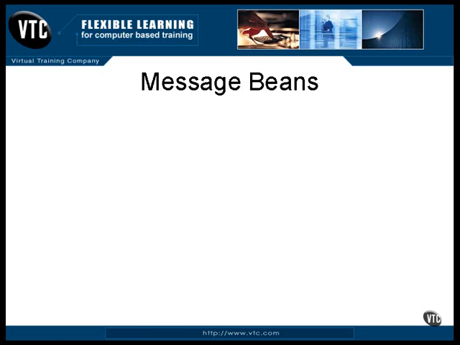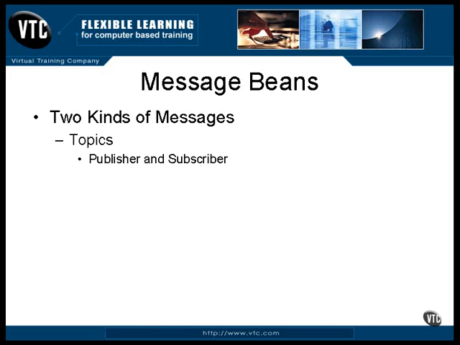There are two distinct flavors of messages. There are topics and there are queues. Topics have a publisher and a subscriber. The publisher is the process that creates and sends the message. Any subscriber listening to the queue can pick up the message and act on it. The message can go to any and all of the subscribers.